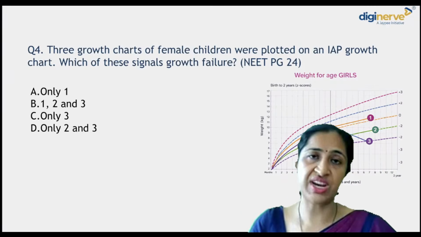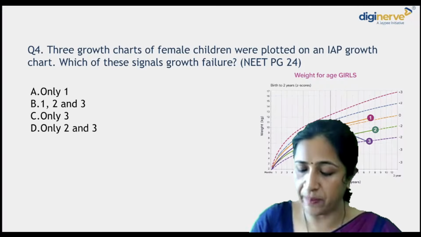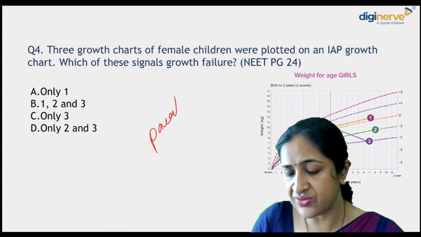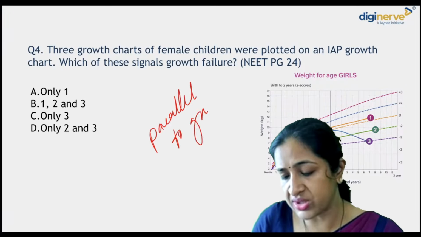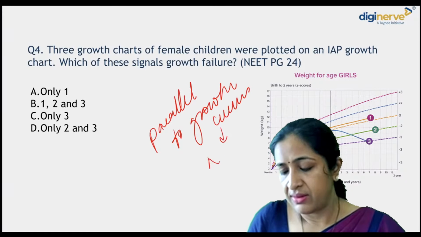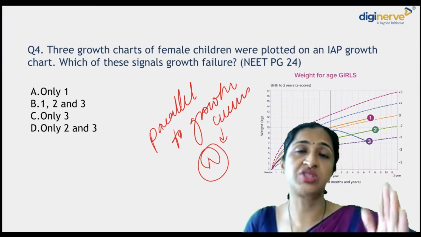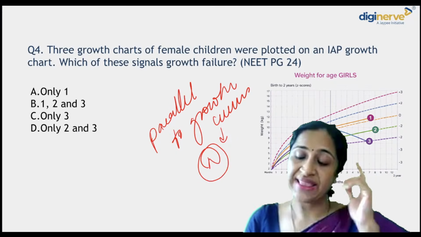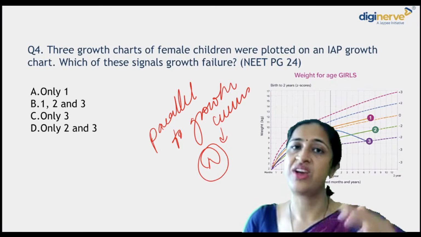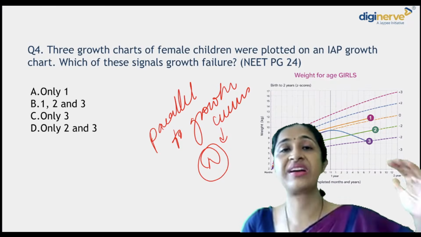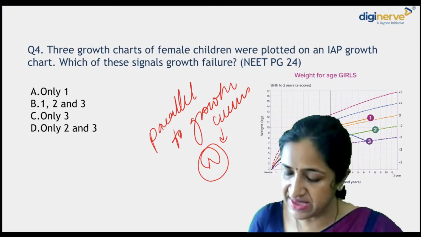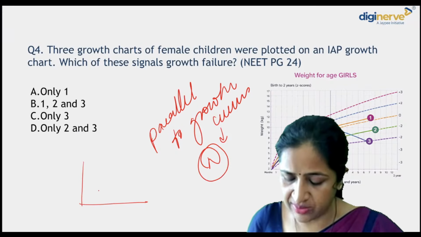As long as a child is falling parallel to the growth curves, it is normal growth, the child is growing. The minute the child falls below or cuts 2 growth lines, cuts means, suppose you saw the WHO growth charts, no?